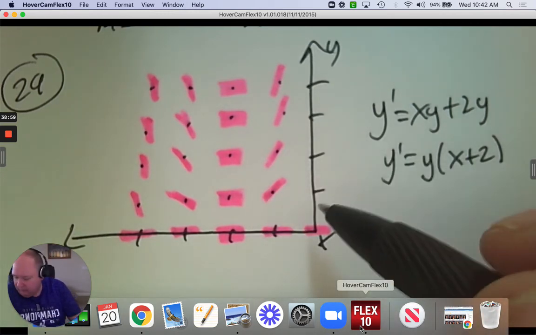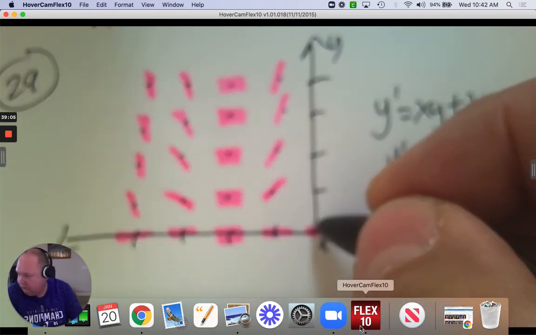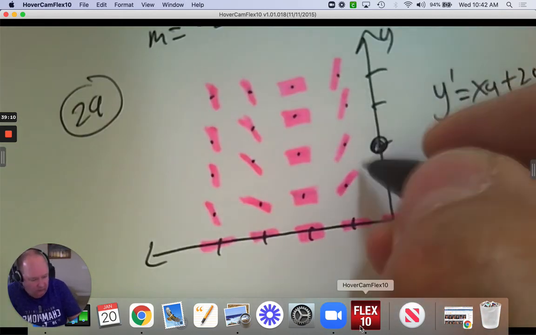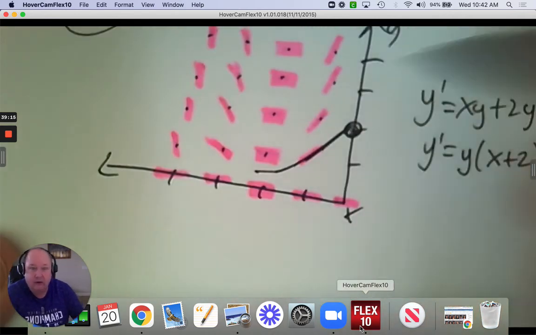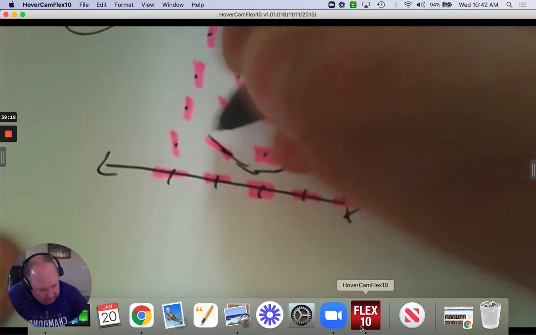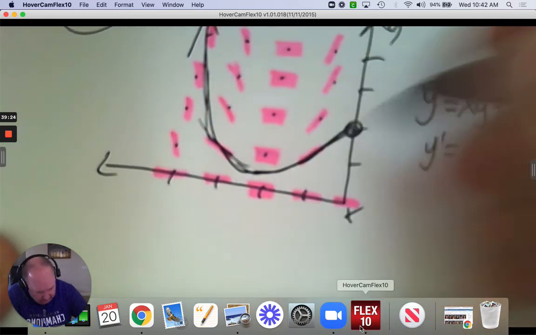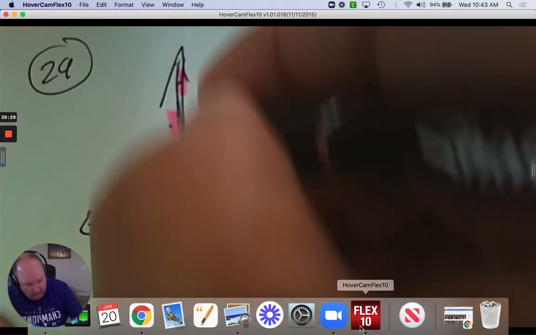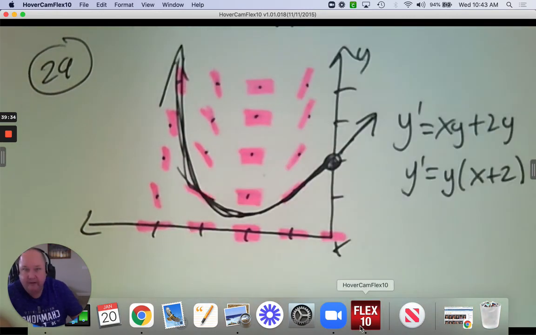And then it says through which point? Do a solution curve through 0, 2. So 0, 2 would be here. So you can tell what's happening here. So once it hits negative 2, it's a turning point. And so you can get a sense of what's happening there. So follow the curve, recognize where the turning point is when the slope is 0, and then turn it, and then just follow the river, right? How it flows. That's 29.